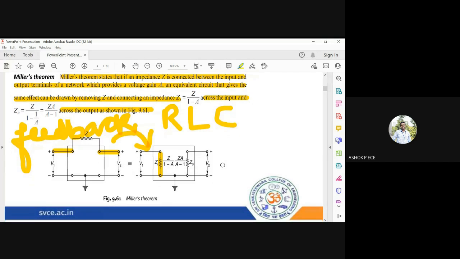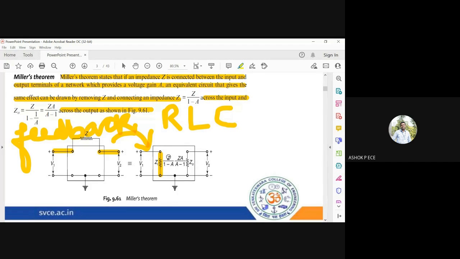Miller's theorem is more of splitting a component across two portions of a circuit. So I'm going to split the component, one at the input side and one at the output side. If I split at the input side, I write it as Z suffix i. If I split at the output side, I write it as Z suffix o, Z naught. Zi is the value of Z at the input side. Z naught is the value of Z at the output side.